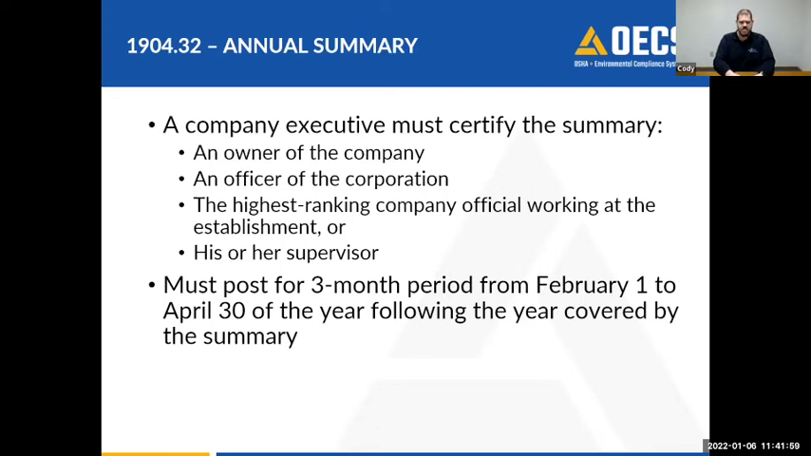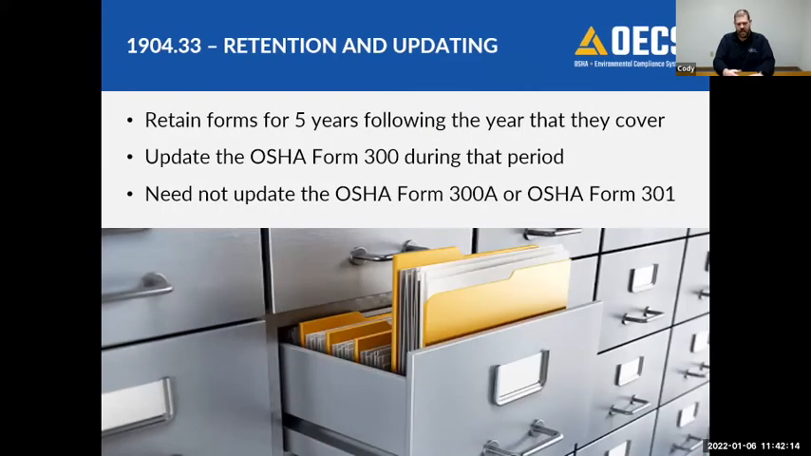And then it needs to be posted from February 1st through April 30th of the year following the year covered. So your 2021 logs should be up by February 1st and will need to be posted until April 30th of this year. And along with that, keep your logs for a minimum of 5 years past the current year. That's what OSHA does request when they access this information. And that way it allows you to go back and adjust your forms. If you have one of those injuries, it may not be a new case in that situation.